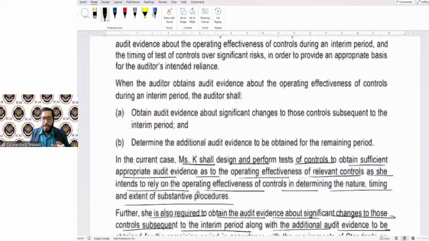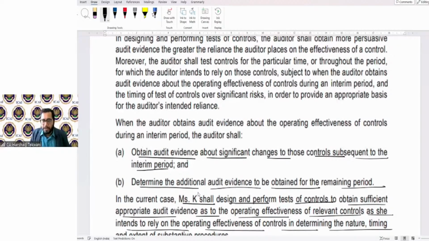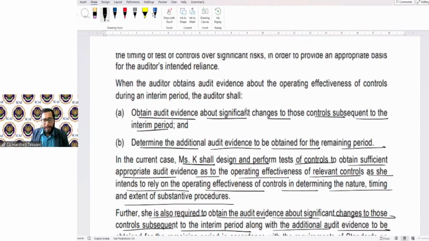That is what the SA talks about: when you are testing in the interim period, the auditor is required to obtain audit evidence regarding significant changes to those controls subsequent to the interim period. Second, determine the additional audit evidence to be obtained for the remaining period. So if you do these two things, then it's fine. You can take comfort over the control that was tested in interim plus the additional information that you have got. So accordingly, she needs to perform these two activities, and if she performs them, then she can take comfort over the testing which is performed during the interim period.